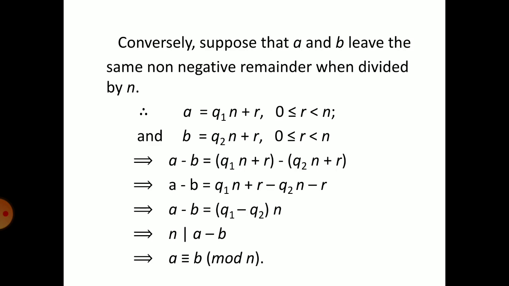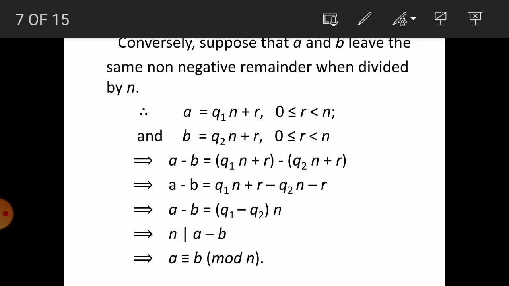Now here we want to prove that a is congruent to b mod n. To prove that, we have to prove that n divides the difference a minus b. For that purpose, take the difference a minus b from these two equations, put the value of a and b here. Then you can observe that this r will get cancelled and take n common. You can observe this simplification, very simple.